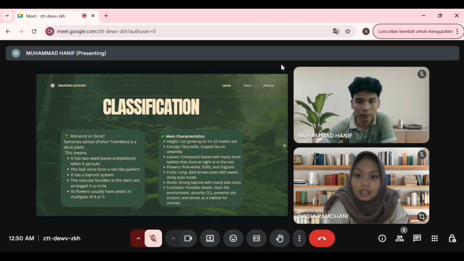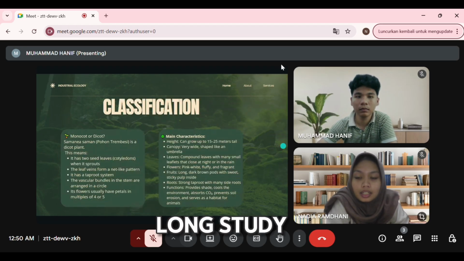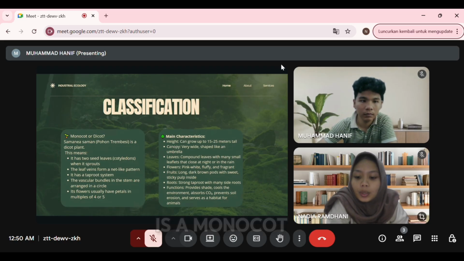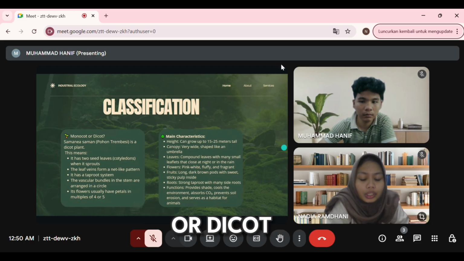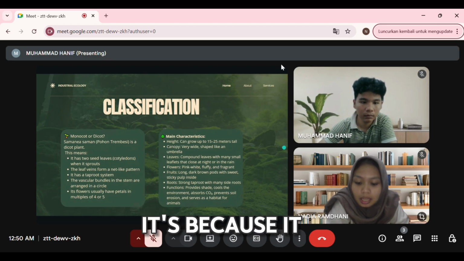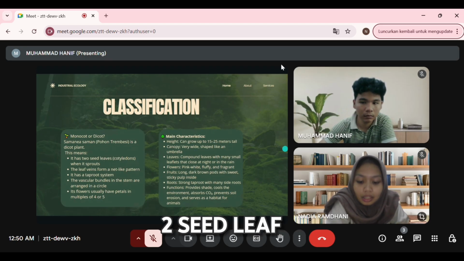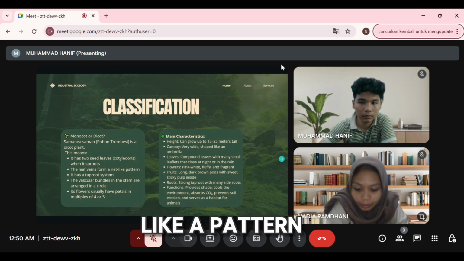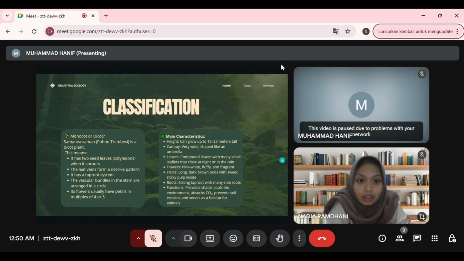So, after a long study, we know the classification of the Samanea saman. The first one is monocot or dicot. So, the Samanea saman is a dicot plant. It's because it has two seed leaves, and the leaf veins form a net-like pattern, and so on.